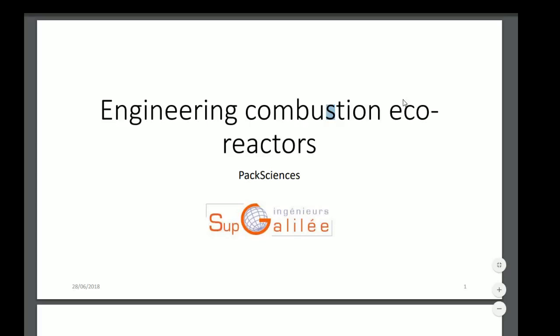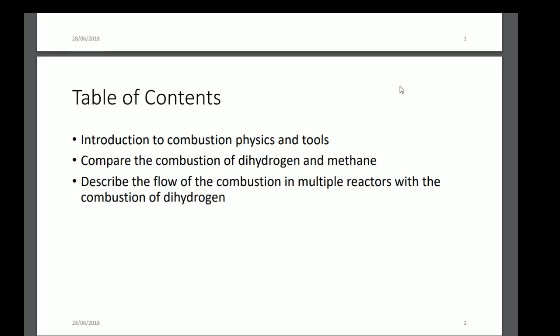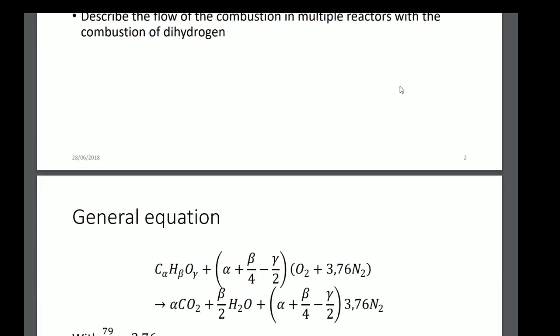Hello, today I'm going to talk about engineering combustion eco-reactors. At first I'm going to talk about physics and tools to numerically solve our combustion problems. Then I'm going to talk about the combustion of the hydrogen and methane and compare them. And then I'm going to talk about the flow of combustion in multiple reactors with the example of the hydrogen combustion.